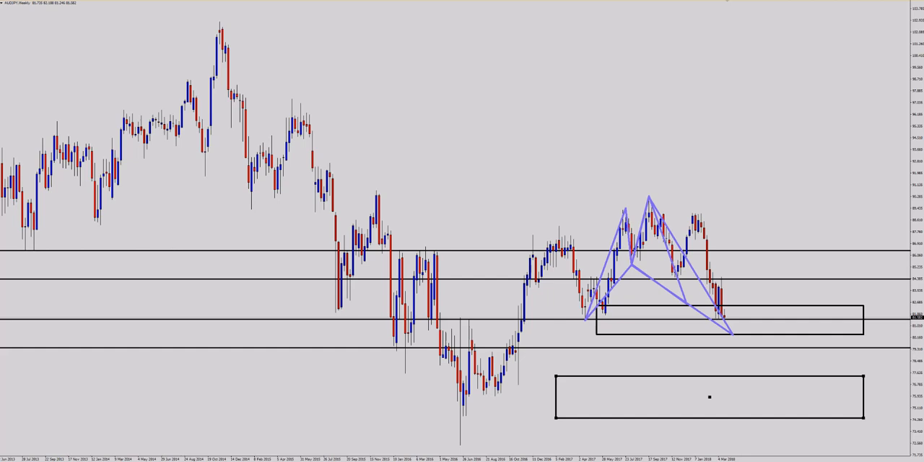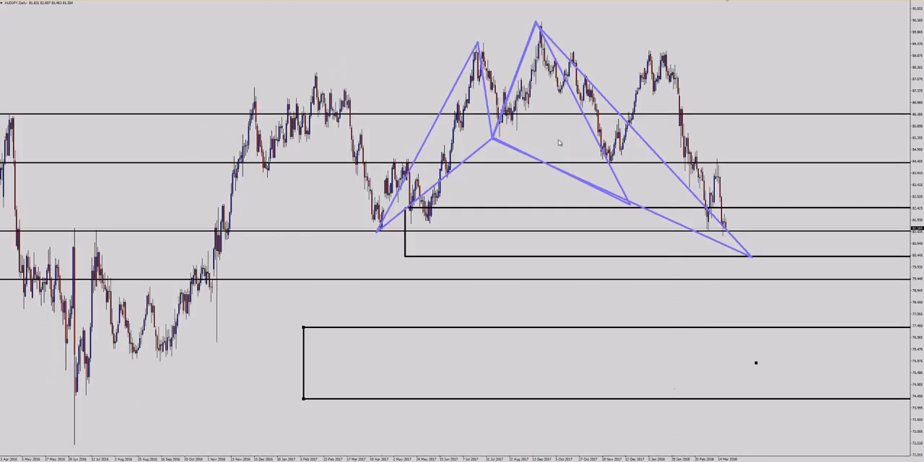So anyway, I hope this helps. I hope you've enjoyed. We'll go ahead and scroll down to the one on the daily real quick, and you can see what's going on. This is what it looks like on the daily. So we can see the behavior is taking place on the daily as well.